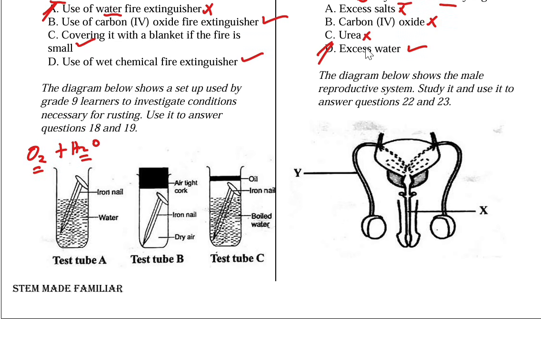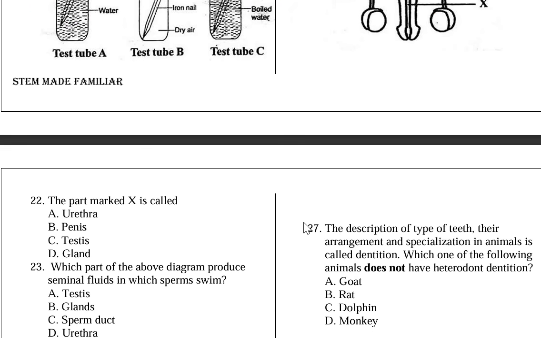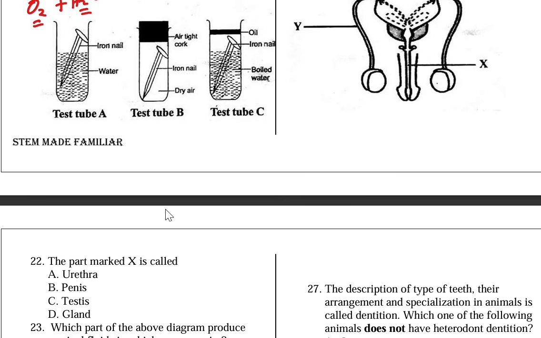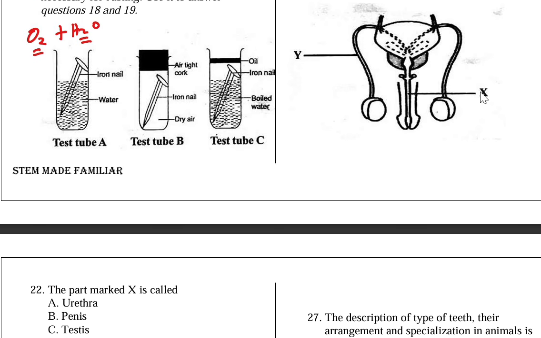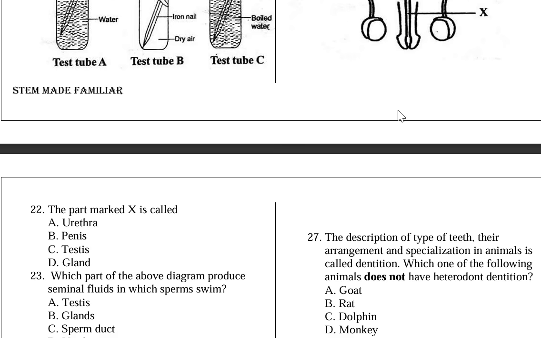Number 22, we continue. The diagram below shows the male reproductive system. Study it and use it to answer questions 22 and 23. So you can see here we have the male reproductive system. Number 22, the part marked X is called, so let us go back to our diagram. So X is pointing here. So it is called the urethra. So X is known as the urethra, and therefore the answer is A.